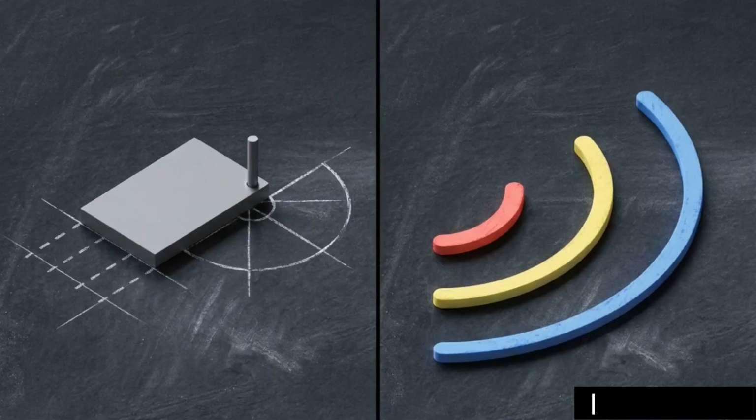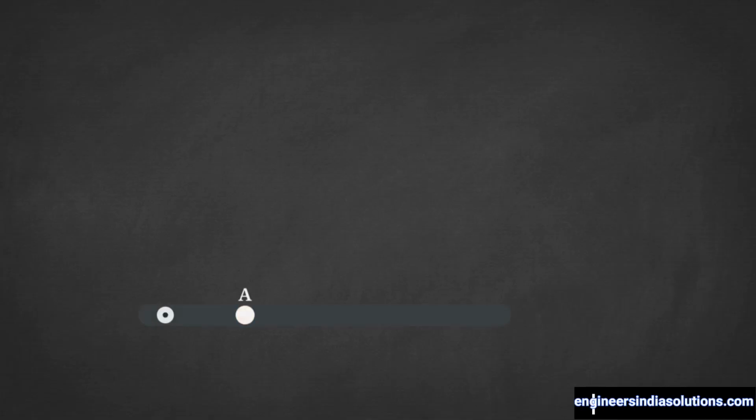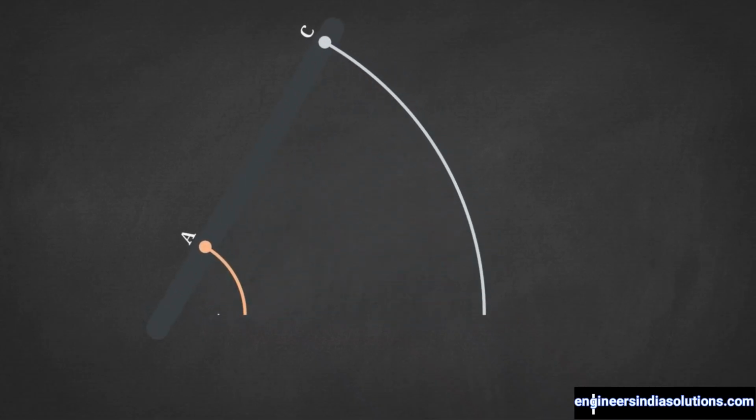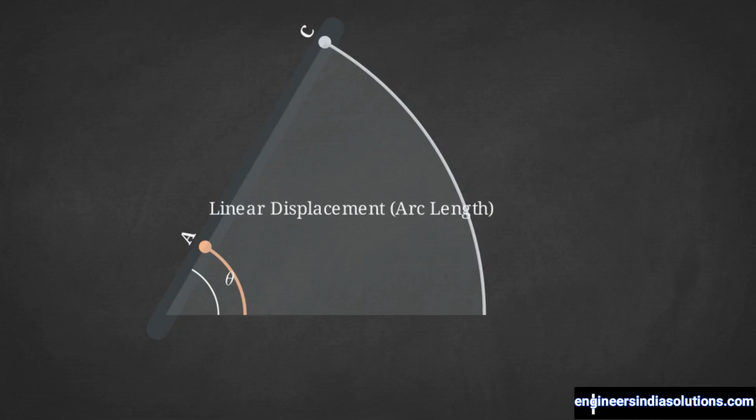However, while the mathematical angle is shared across the entire object, the actual physical distance traveled by each point is not. Compare point A near the axis to point C at the edge. A traces a tiny circle. C covers a much wider path. This arc length is the linear displacement.